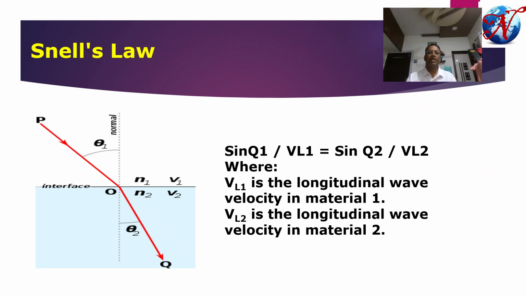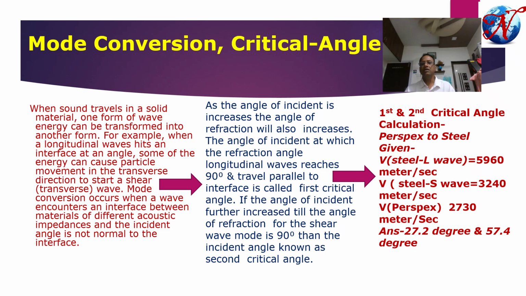Snell's law states that the angular relationship between the incident and refracted angles, with respect to their sine values, is that the ratio of these two is equal to their velocity ratio. So sine theta 1 divided by the velocity of the longitudinal wave in medium 1 is equal to sine theta 2, where theta 2 is the refracted angle in medium 2, divided by the velocity of sound in medium 2. According to Snell's law, if a longitudinal wave is traveling from medium 1 to medium 2 at a definite incident angle, what will happen? It will be converted to two modes, some percentage into longitudinal and some percentage into shear.